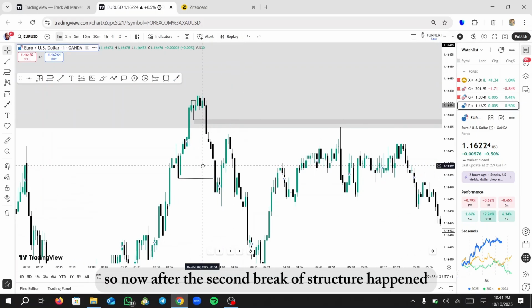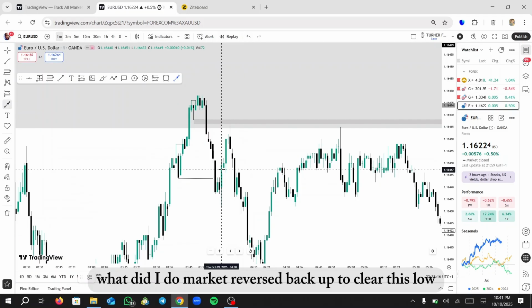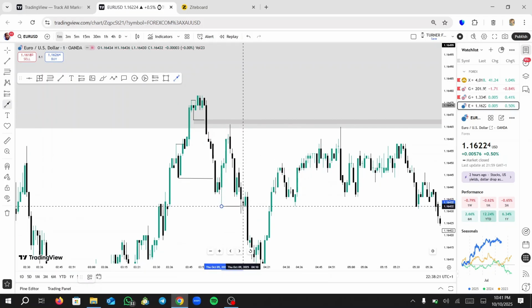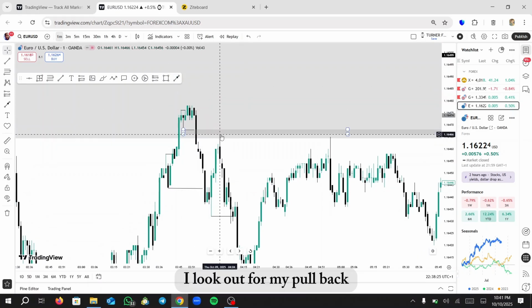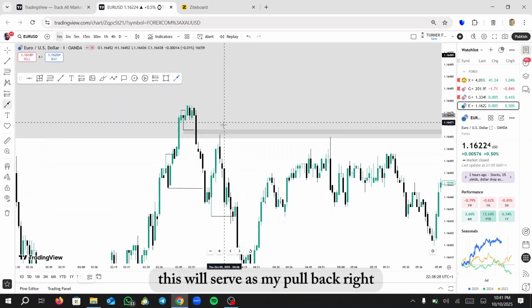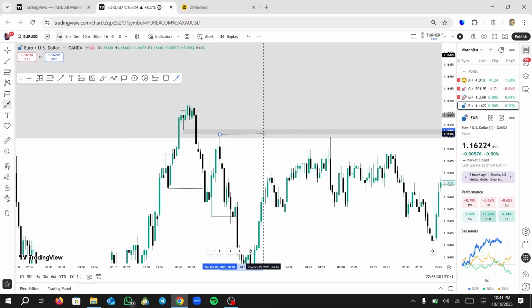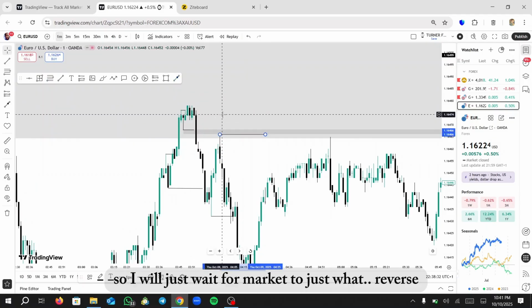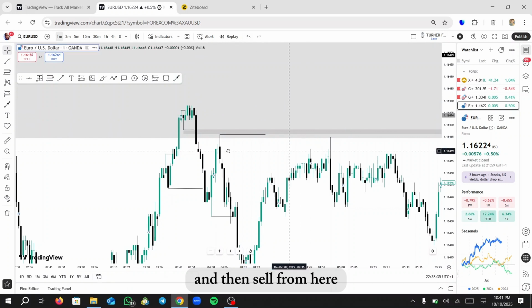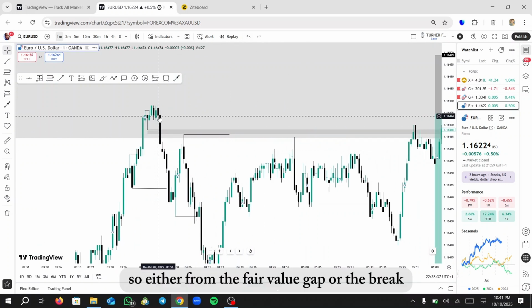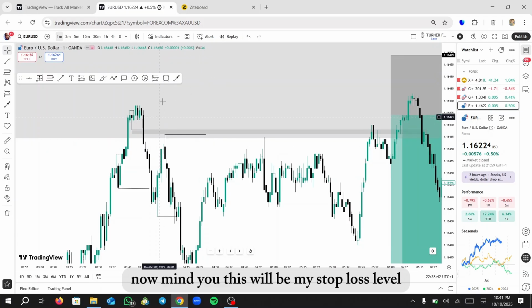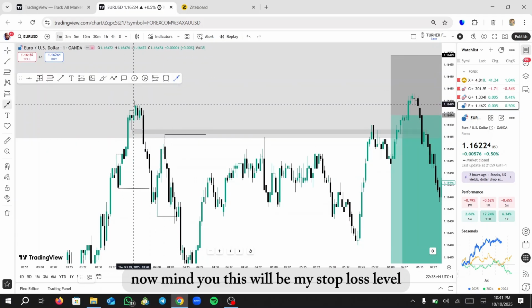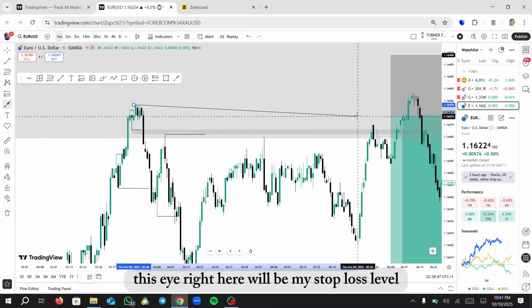So after the second break of structure happened, what did I do? Market reversed back up to clear this low. After the market cleared this low, I looked out for my pullback. This will serve as my pullback, which is an inducement. So I will just wait for the market to reverse and then sell from here, either from the fair value gap or the order block here. In a case like this, I was using the fair value gap to take my sell. Mind you, this high right here will be my stop loss level.